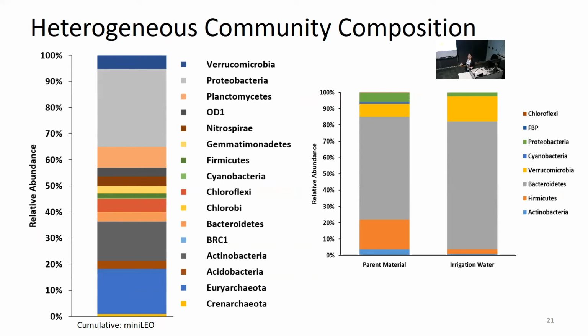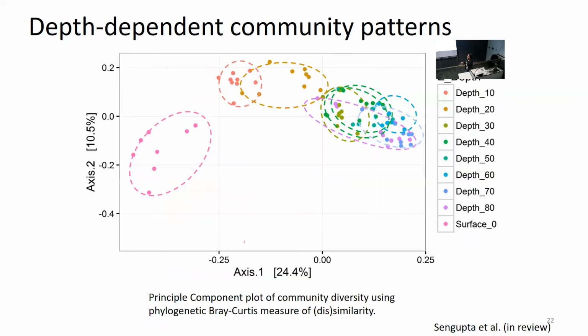Then the next question we wanted to ask is, how is this composition distributed, right? So we looked at the depth profiles and the length profiles. The way to read this plot is every dot here is a sample, and the closer they are, the more similar they are to each other in their community compositions. So microbes in this dot and this dot are more similar to each other than microbes in this dot and this dot, for example. The surface samples really stood out uniquely.